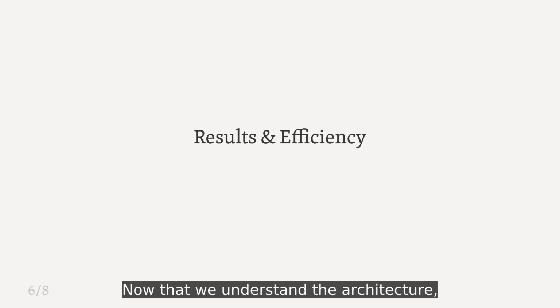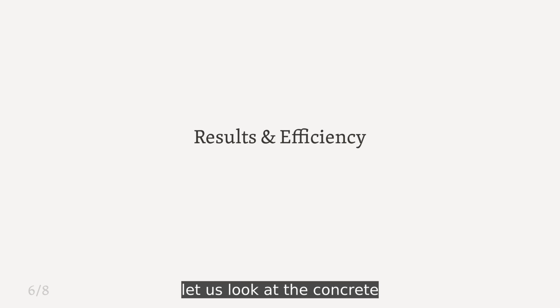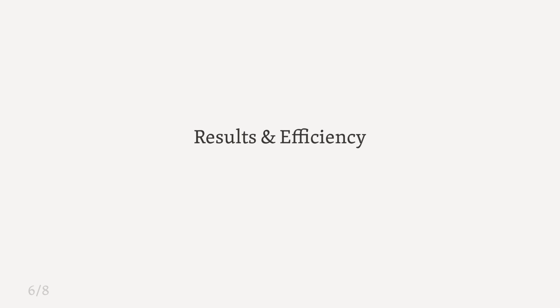Now that we understand the architecture, let us look at the concrete gains in speed and accuracy reported by the researchers. The results show that dropping half of the dense attention computation does not hurt the model's intelligence. The sparse model achieves over 50% faster prefill speeds and reduces decoding costs by 30%. Remarkably, it maintains parity with full attention baselines on complex benchmarks like math and code, proving that efficiency does not require a trade-off in capability.